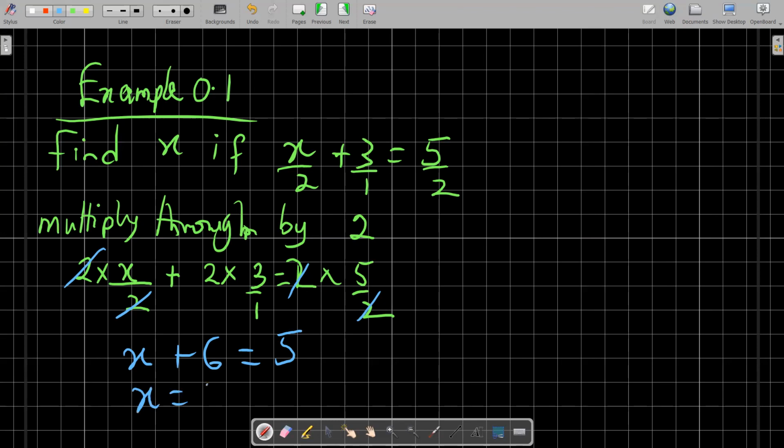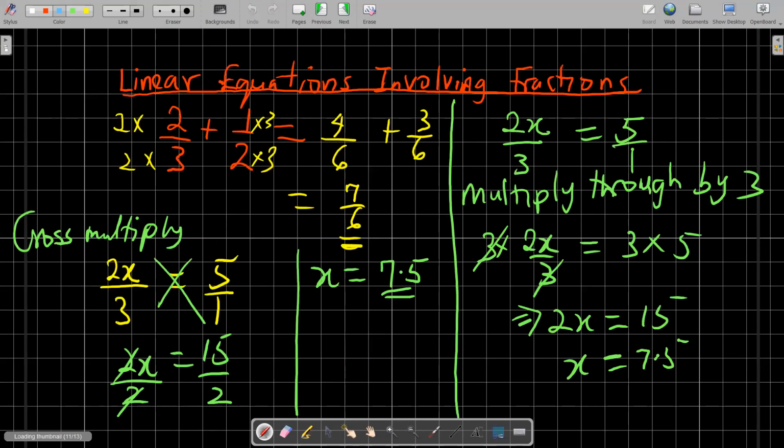Now what do I do next? My x will be equal to 5 minus 6. Because from this part, what I'm simply doing is collecting like terms. And what is 5 minus 6? Therefore, x is equal to minus 1. As simple as that. So I would want you to go through this. If you do not understand, you can rewind the video and replay it. Otherwise, let us look at a few questions.